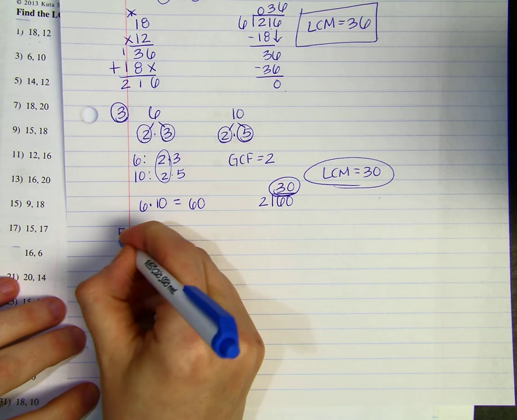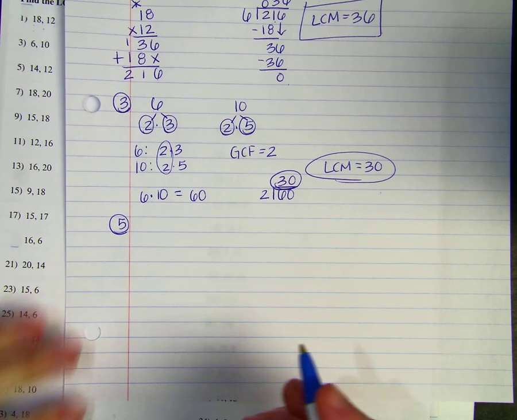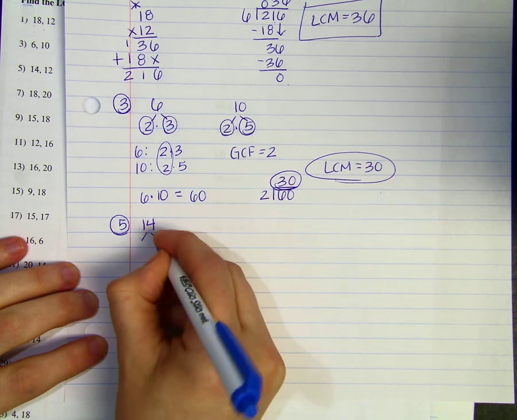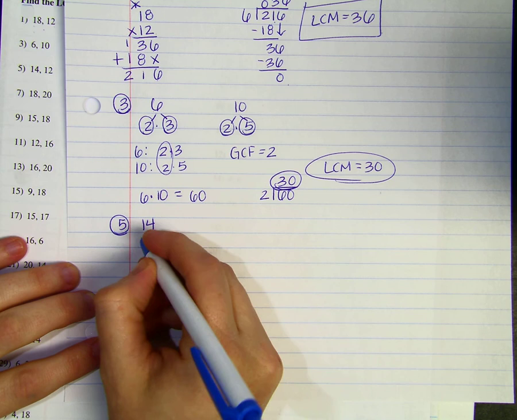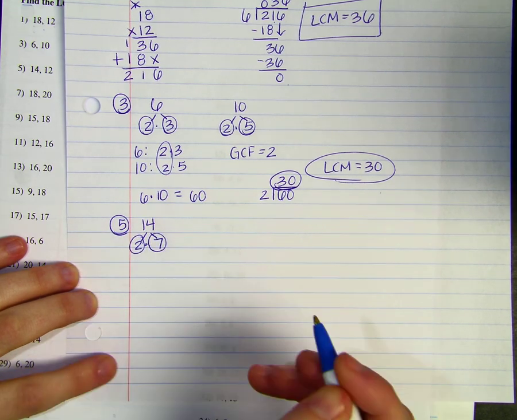Again, if you know how to do prime factorization and you know how to do greatest common factor, it's just one extra step. Let's do number 5. Our numbers are 14 and 12. Step 1, find the GCF. We do that by doing the prime factorization. So that's going to be 2 times 7, both prime.